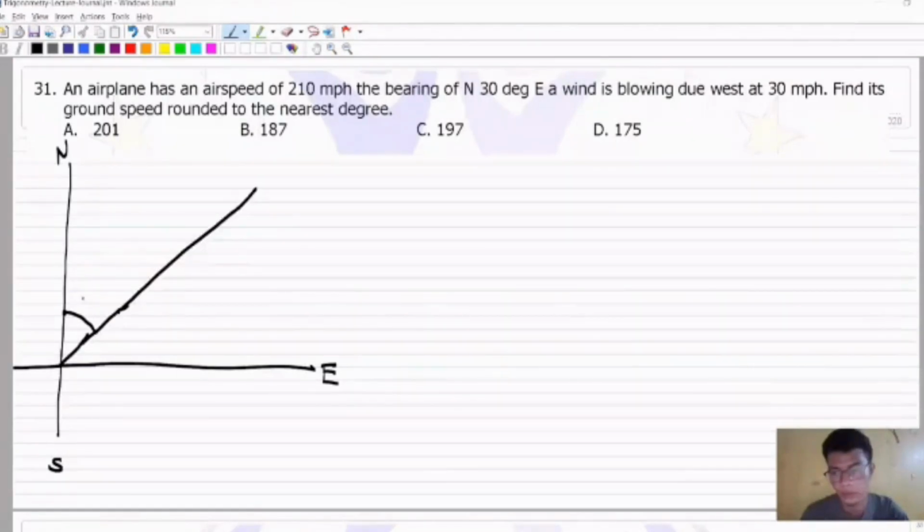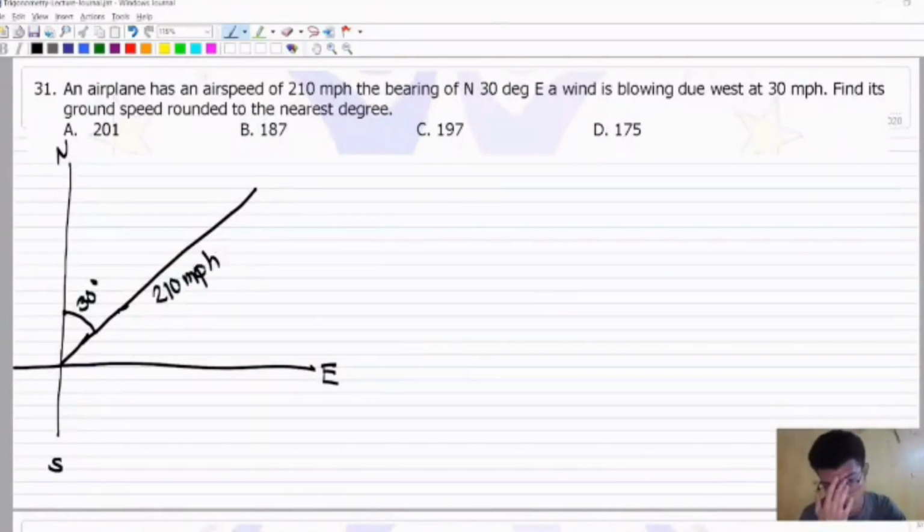So this is the 30 degrees, and ito ay mayroong value na 210 mph. The wind is blowing due west. So sabihin natin na nandito na yung plane. Di ba ang wind ay tinutulak niya yung plane due west dahil ang direction ng wind ay ganyan. So the wind is blowing due west at 30 mph.